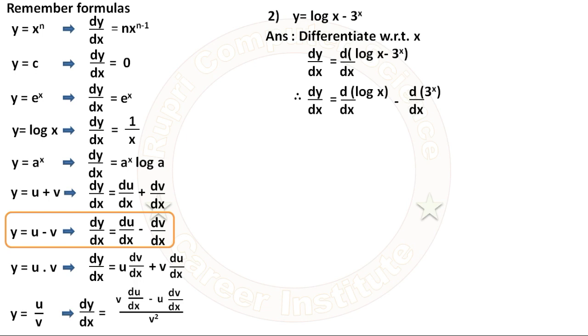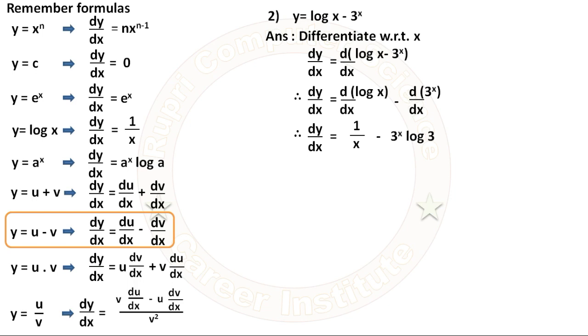Therefore, next step, dy upon dx is equal to, see, derivative of log x is 1 upon x, and derivative of 3 raised to x is 3 raised to x into log 3. Therefore, dy upon dx is equal to 1 upon x minus 3 raised to x into log 3. This is our answer.